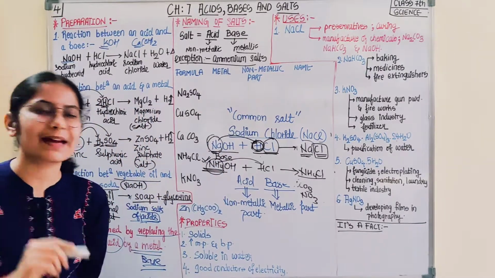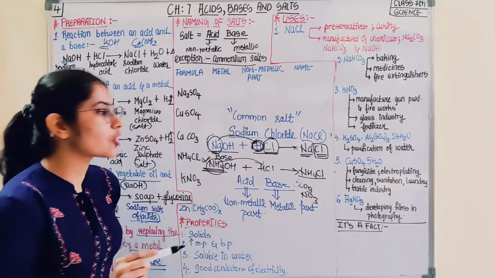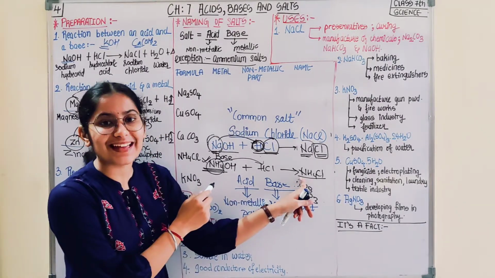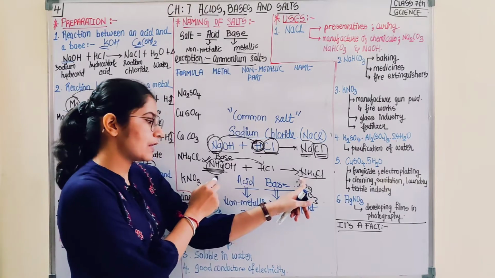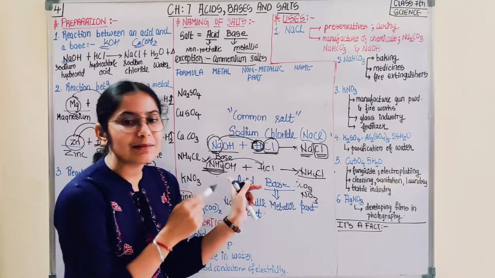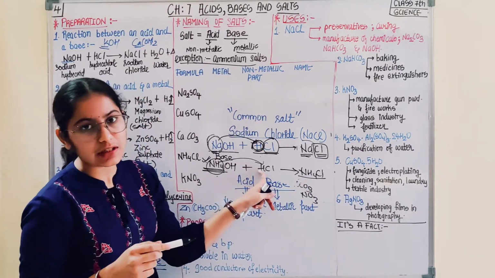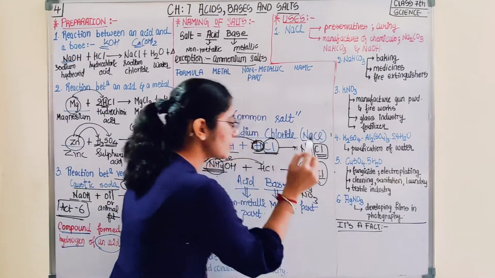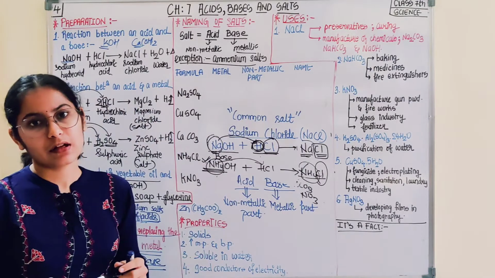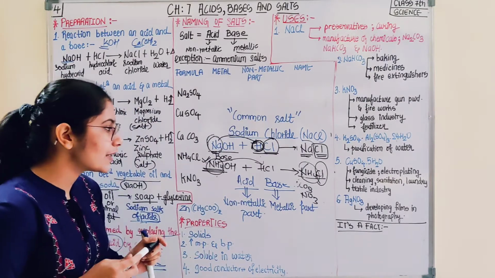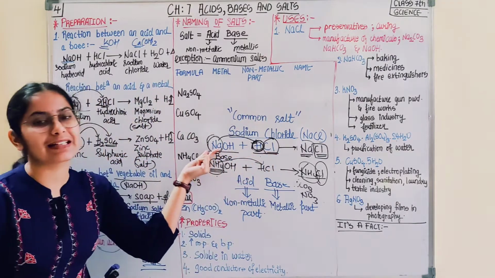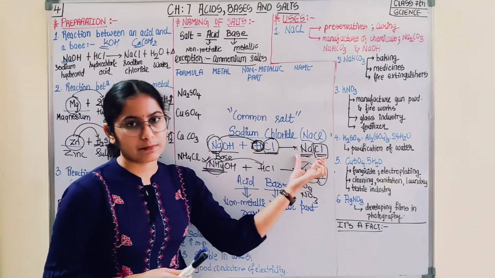So usually the base contributes the metallic part in salt formation, but if I take an ammonium base, ammonium hydroxide, the ammonium group would be replacing hydrogen and forming the salt. Now these two are both non-metallic parts. So this is an exception. Apart from this, acid forms the non-metallic part and base forms the metallic part of the salt.